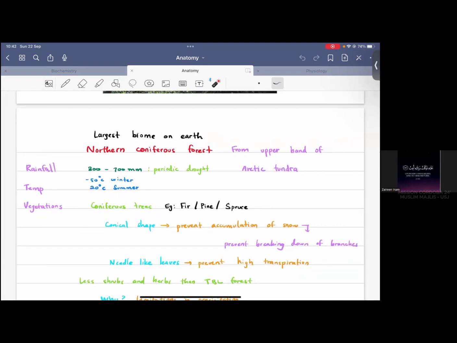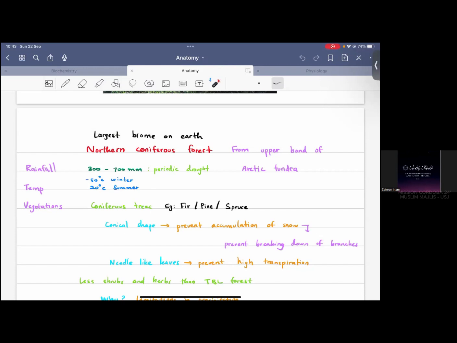This is the largest biome on Earth, and it is there in the upper band of the Arctic tundra. The rainfall is from 300 to 700 millimeter, and there is periodic drought, obviously, because the rainfall is very less. But the temperature in winter can go down to minus 50 degrees Celsius, and in summer, it can go up to 20 degrees Celsius.